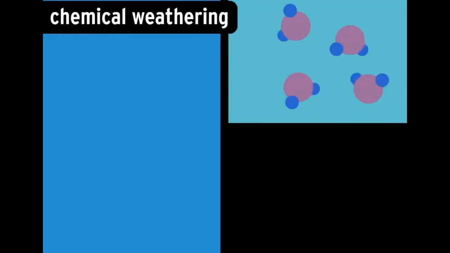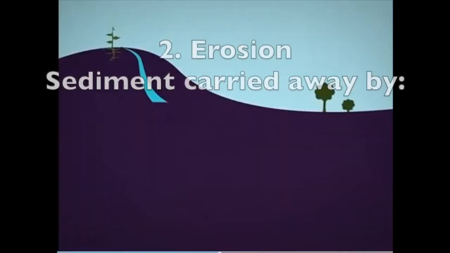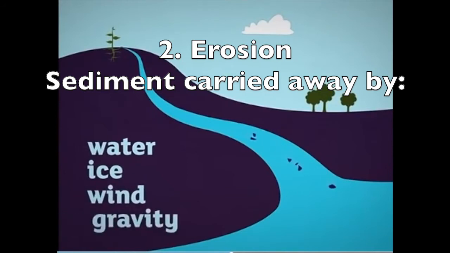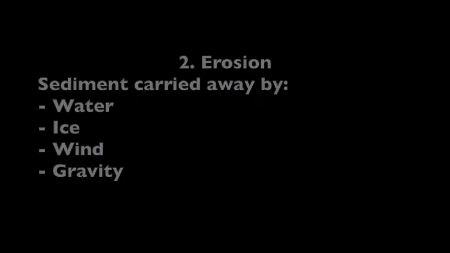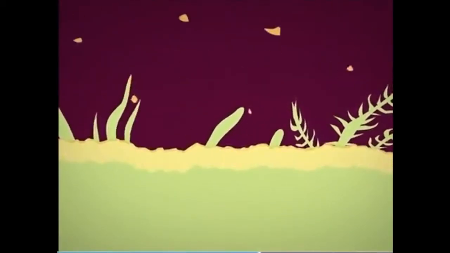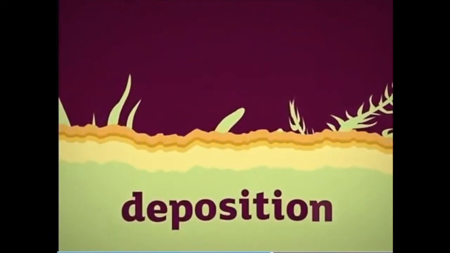Chemical weathering happens when water, air, or other substances react with the minerals in rocks, soil, and building materials to change their chemical composition. The sediments formed by weathering can be moved away by water, ice, wind, or gravity. Eventually, sediments settle in one place. For example, they may sink to the bottom of the sea. This is called deposition. More layers of sediment are deposited on top.